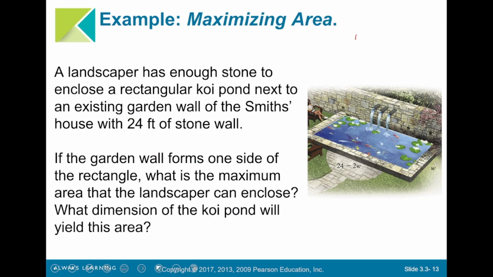Now let's get into the real fun of this. So using these maxes and mins, we can actually answer really important questions about the real world. So for example, a landscaper has enough stone to enclose a rectangular koi pond next to an existing garden wall of the Smith house with 24 feet worth of stone wall. If the garden wall forms one side of the rectangle, what is the maximum area that the landscaper can enclose? What dimension of the koi pond will yield this area?